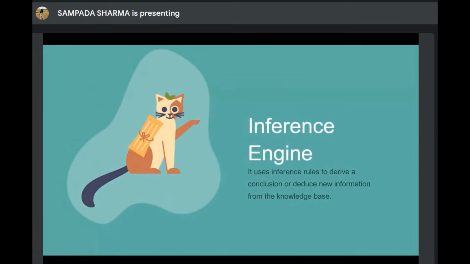And the inference engine. The inference engine is kind of like the brain or the heart of the expert system. Its basic function is to obtain relevant data from the knowledge base, interpret the knowledge or the data, and then find a solution to the user's problems. And they're also capable of explaining and debugging.